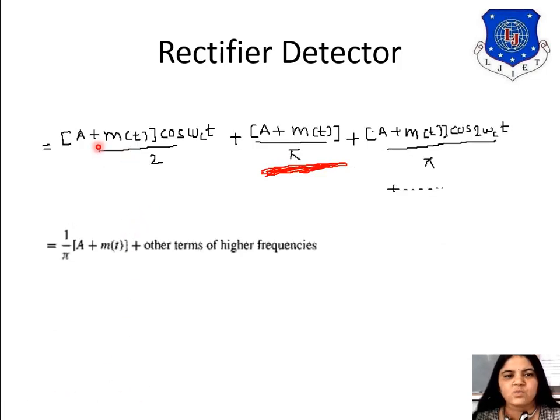So it is 1 plus m(t) cos ωct by 2, plus A plus m(t) by π, plus A plus m(t) cos 2ωct by π, and so on. Here we will take this out. It is (1/π)(A plus m(t)) plus all other terms, which are nothing but the higher frequency components. So this is the signal, and the other terms are of higher frequency.